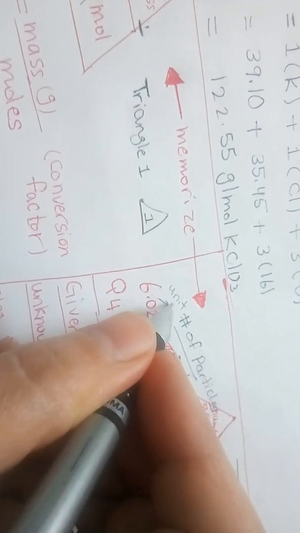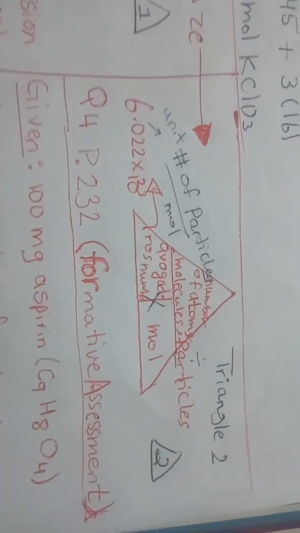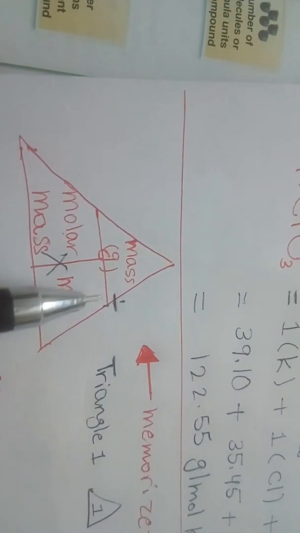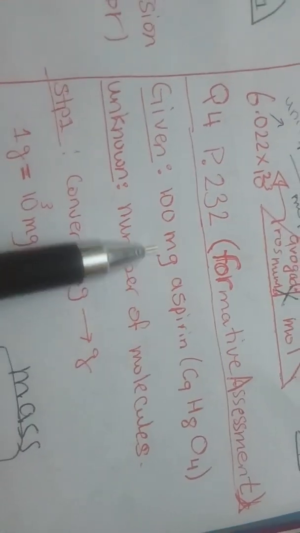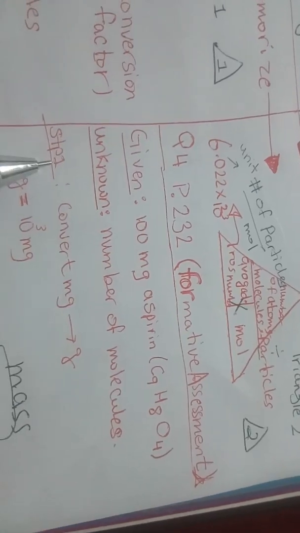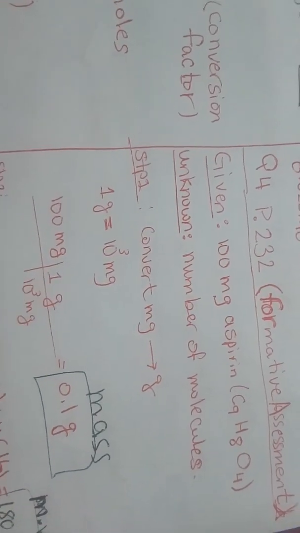And that's going to help you a lot when you do your dimensional analysis or you're converting. As you can see, also from the first triangle, the units are gram and mole. So there's no room for milligrams when we're doing stoichiometric calculations. So basically, and it's obvious, first step, convert milligrams to grams. Now, we know that 1 gram is 1,000 milligrams.